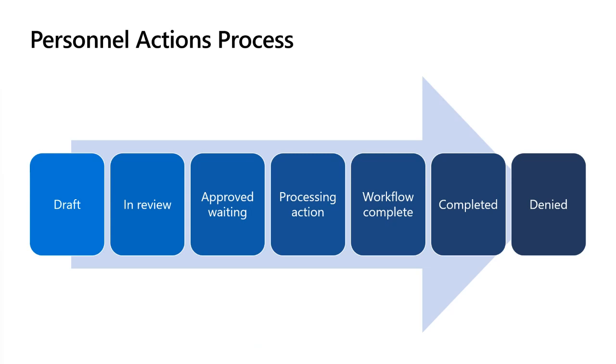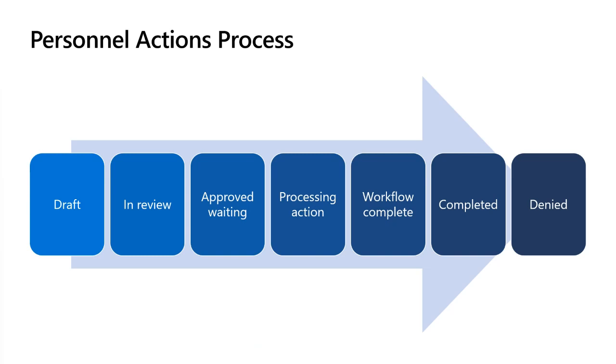A personnel action goes through a series of steps in the process, and let me quickly explain what those different steps are. It obviously starts with a draft. An action or a process would be in a draft status if the workflow is attached to the process and the action hasn't been submitted. If there is no workflow attached to it, then the action hasn't been completed. Simply, it's in draft mode.